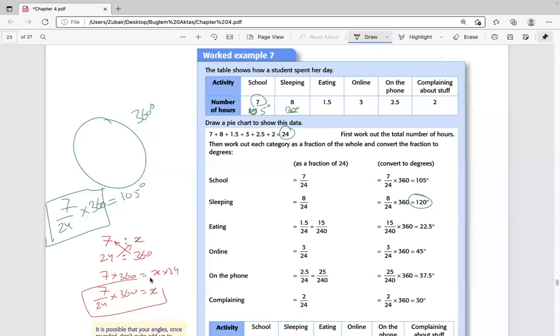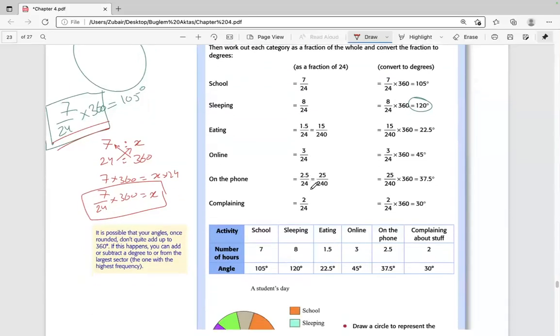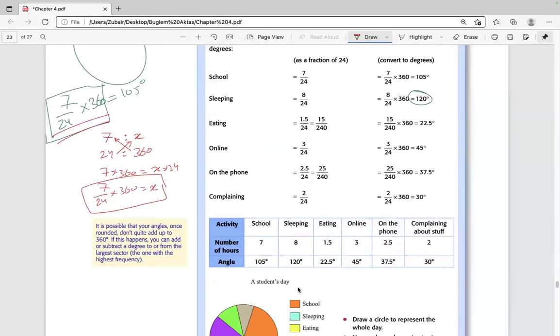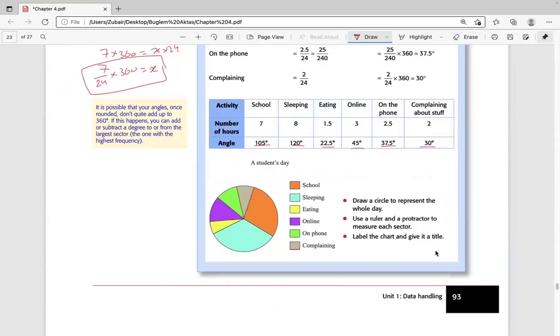And there's no compulsion in Cambridge on how you approach this. You can directly write this as well if you understand it. So once we find the angles, we can draw the pie chart. Now, we have the angles 105, 120, 22.5, 45, 37.5, and 30 degrees. And this is how it looks.